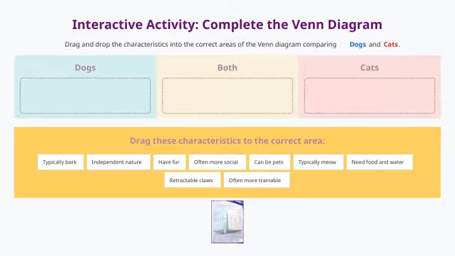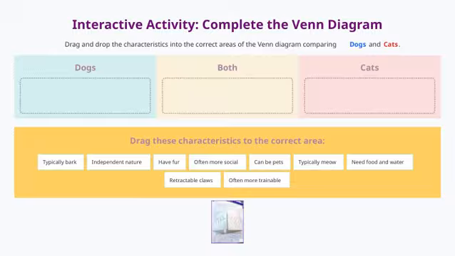Now look at "independent nature." That's more associated with cats, but some dogs can be independent too. "Often more social" tends to fit dogs, since they usually enjoy being around people and other animals. "Can be pets" applies to both, of course. When you see "need food and water," that's true for all living animals, so it belongs in the both circle. "Retractable claws" are a hallmark of cats, and "often more trainable" usually points to dogs.